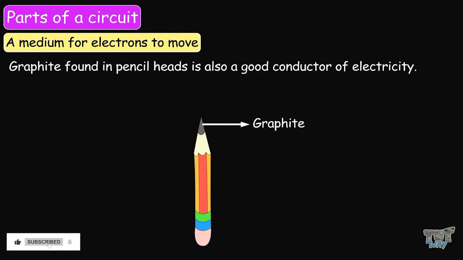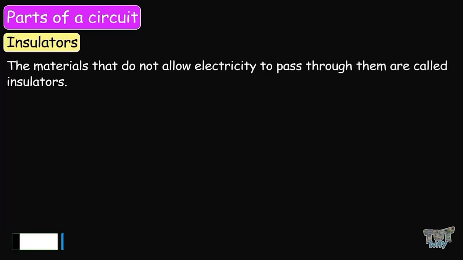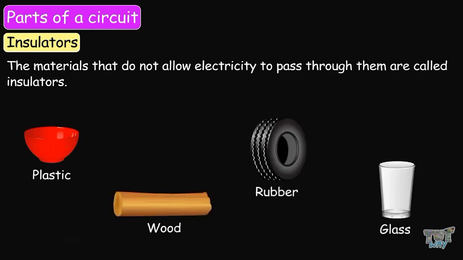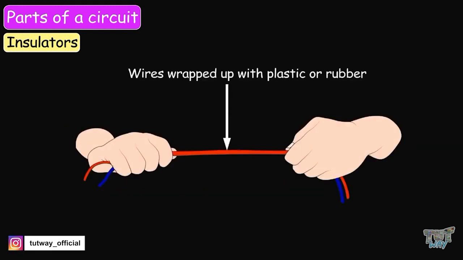Now we know what conductors are. We should also know about insulators. The materials that do not allow electricity to pass through them are called insulators. Plastic, wood, rubber, and glass are all types of insulators. They do not allow electrons or electricity to pass through them, and this is why you see wires wrapped up in plastic or rubber, so that we don't get a shock when touching them.